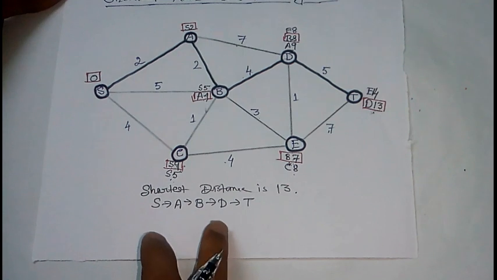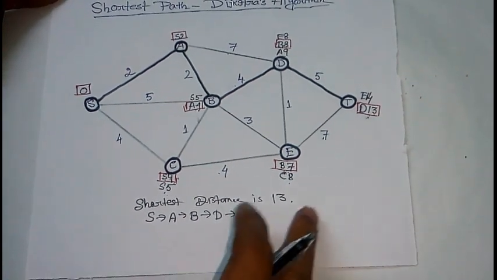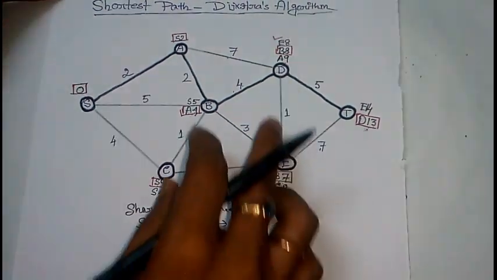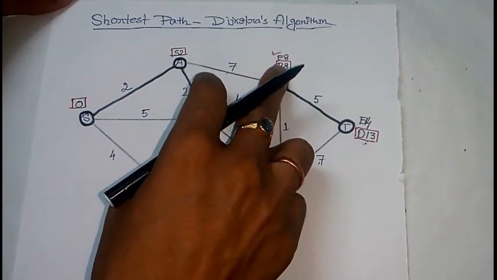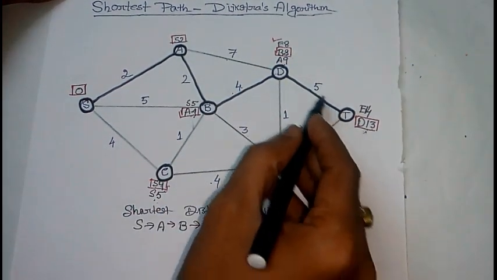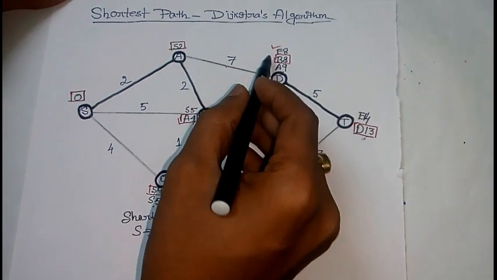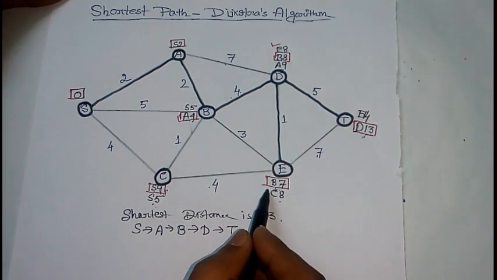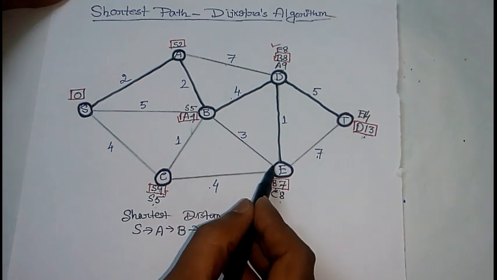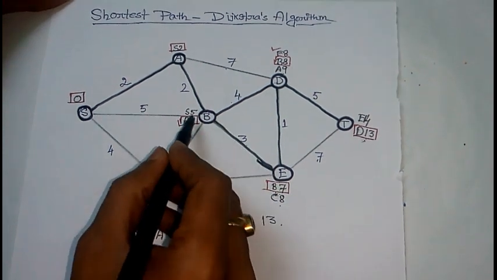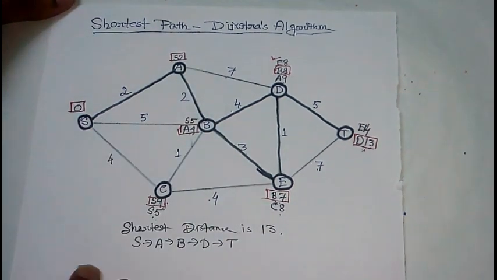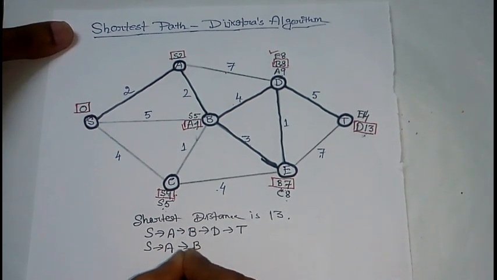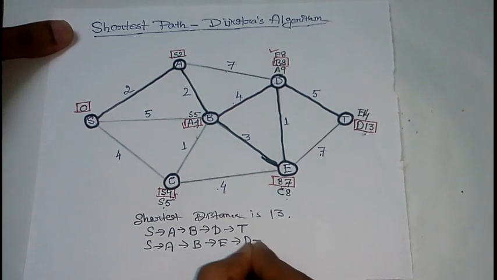We are calling it a shortest path because there is one more shortest path with the same shortest distance 13. In the previous step, we had considered B8. Now if we consider E8 instead of this B8, then the shortest path will be from T to D, then we have to move from D to E, then from E there was B7 as the permanent level, so from E to B, and then from B to A and A to S. So there is one more shortest path, that is S to A to B to E to D to T.